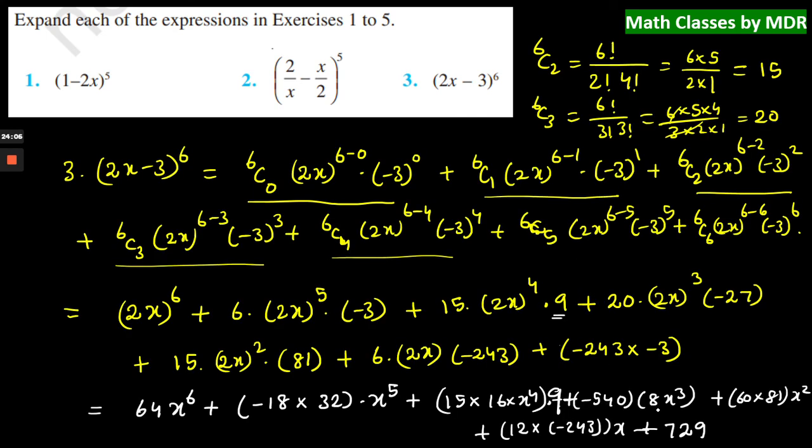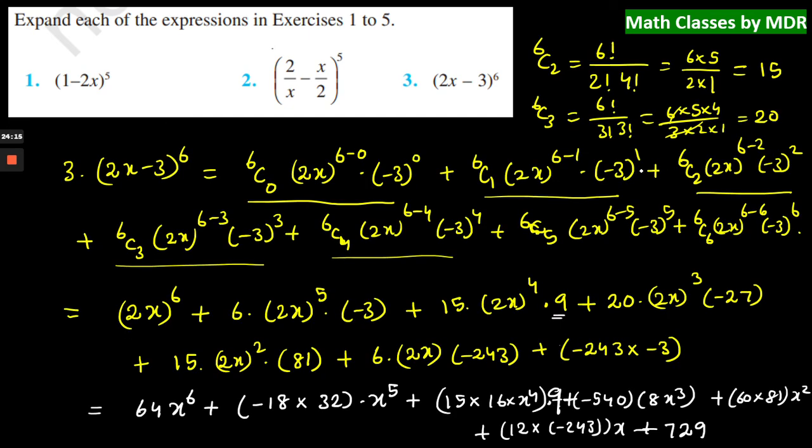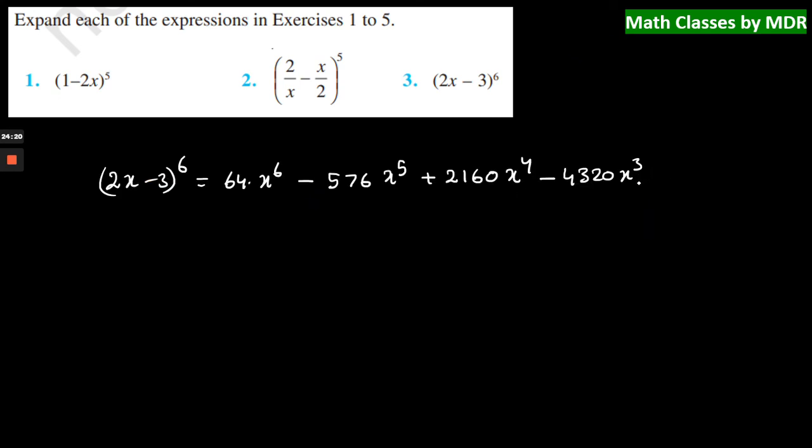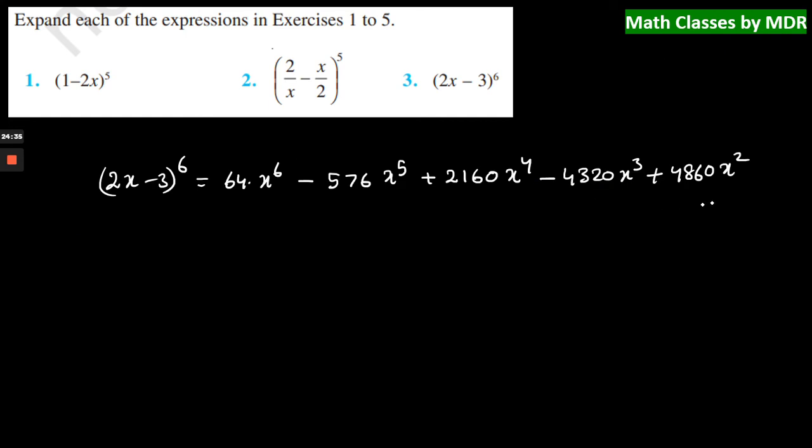And minus 540 into 8, that is 4320, 4320 x cube. You can do it as a rough work, and you can get these values. 60 into 81, so that is 4860 x square, and then 12 into 243 will give you minus 2916 x, minus 2916 x plus 729 is the answer for this question. That's 729, right? Done.